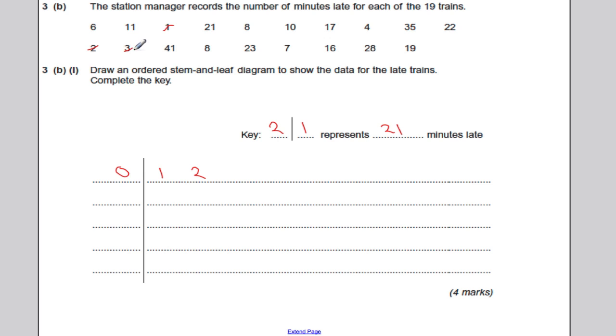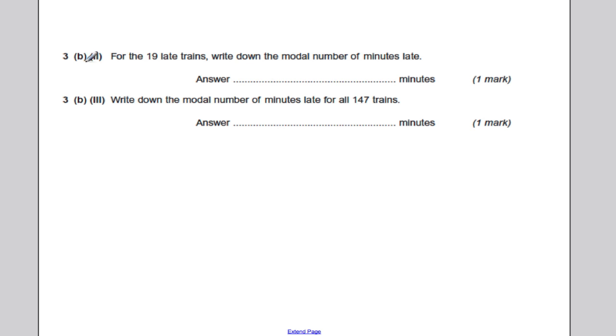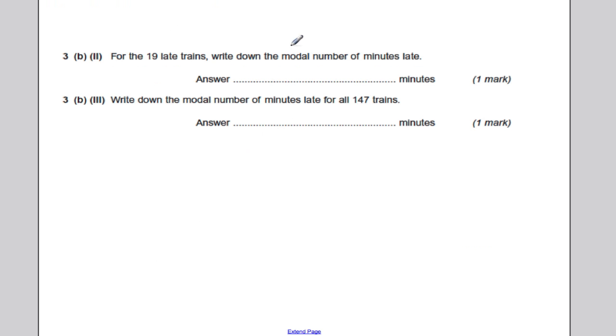And continuing on, building up your stem and leaf diagram. If you're not sure, look at the video I've done on how to draw a stem and leaf diagram, and you'll end up with something like this. So that's my stem and leaf diagram completed for 4 marks. Next question. It says for the 19 late trains, write down the modal number of minutes late. So let's return to our stem and leaf diagram and see if we can spot anything that comes up the most. Looking at the leaves, I can see that this seems to repeat itself. So that means that 8 minutes is the modal number of minutes late.